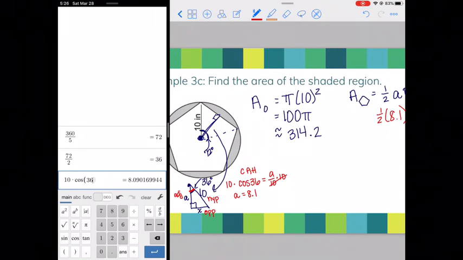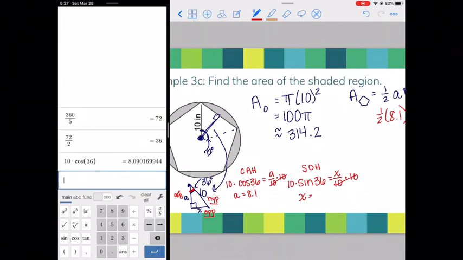So I still need to find the perimeter, which means I need to find that other length of the triangle, the X value. So there, I'm going to be using opposite and hypotenuse. If I need to use opposite and hypotenuse, that tells me I need to use the sine ratio. So sine of 36 is going to equal opposite, which is X, over hypotenuse, which is 10. Same thing happens here. I need to multiply both sides by 10. So I'm going to type in 10 times the sine of 36, and I get about 5.9.